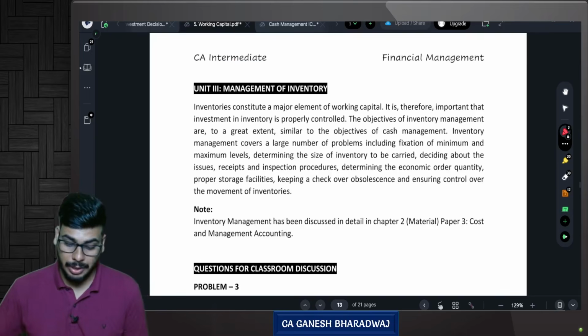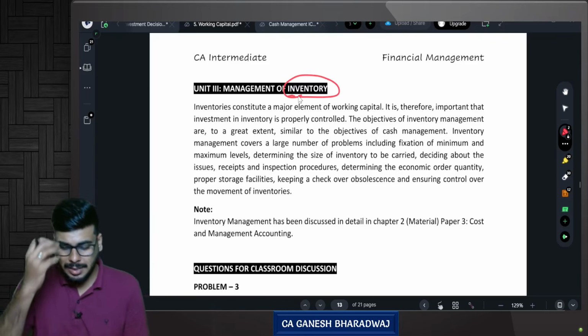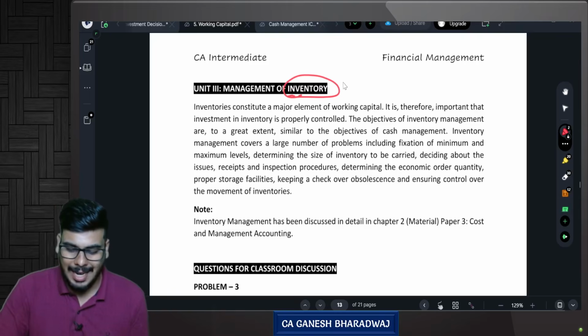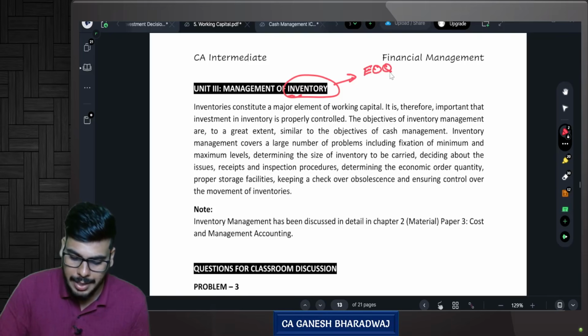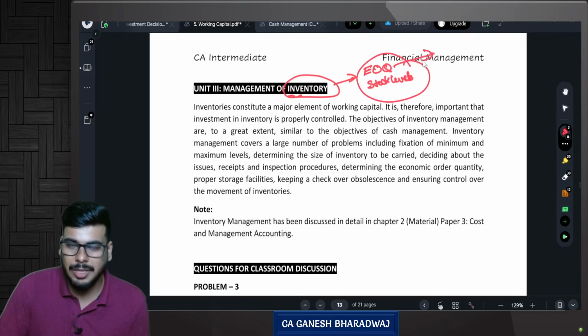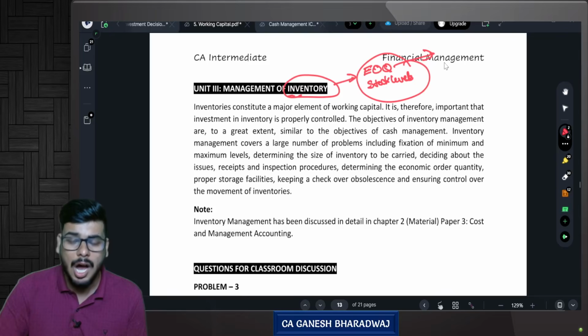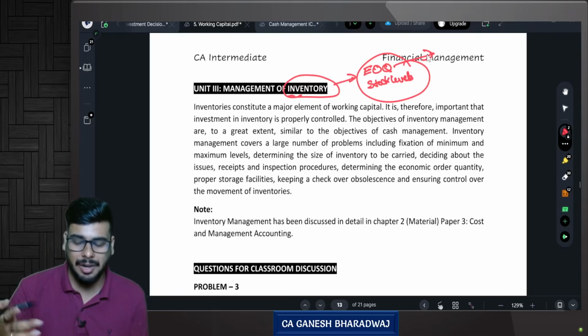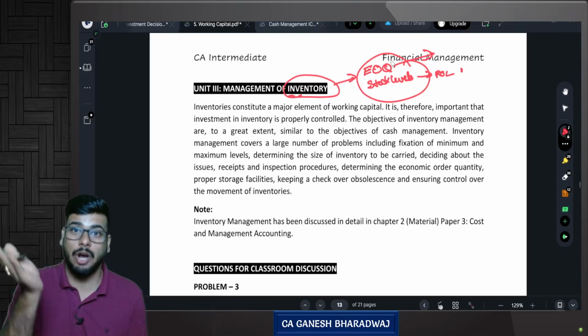So now let's move to the third unit in this particular chapter, which is inventory management, right? Technically this segment of the chapter is actually covered in costing, in your cost and management accounting. There is a concept called EOQ, economic order quantity, and there is a concept called stock levels. EOQ is nothing but how much quantity I should place an order for. So every time I place an order with the supplier, how many units should I order. And the stock levels have something like minimum level, maximum level, reorder level. Reorder level means when I should place an order. EOQ stands for whenever I'm placing an order, for how much quantity I should place an order.